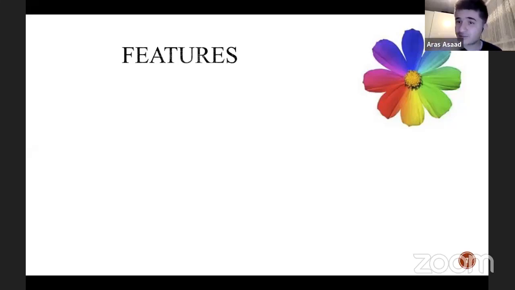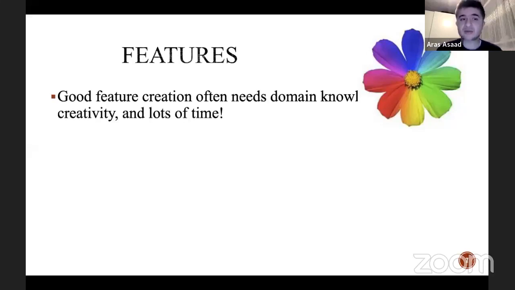Okay, you can count the leaves and say, whenever I see a flower like this, I count the leaves. If I have the same leaves and the same sort of structure, then I will categorize those flowers to be in the same category, right? Now, what does this mean? This tells you that good discriminating features most of the time need domain knowledge, creativity, and a lot of time, okay?